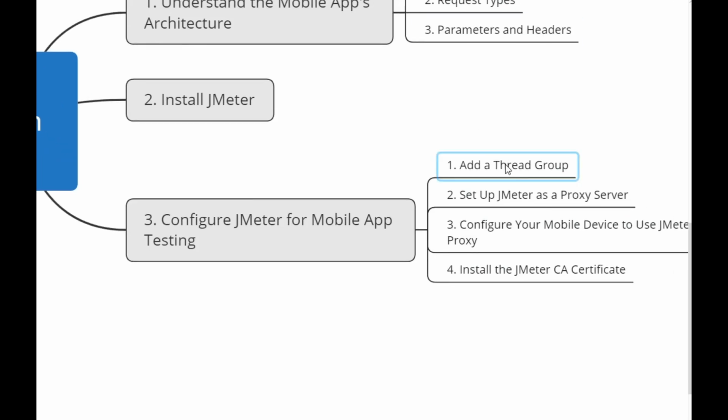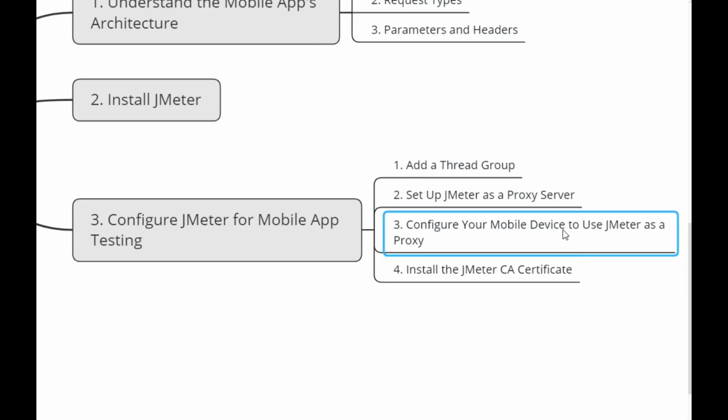So we need to add a thread group. We need to set up JMeter as a proxy server. We need to configure the mobile device to use JMeter as a proxy. And we need to install the JMeter CA certificate on the mobile application.